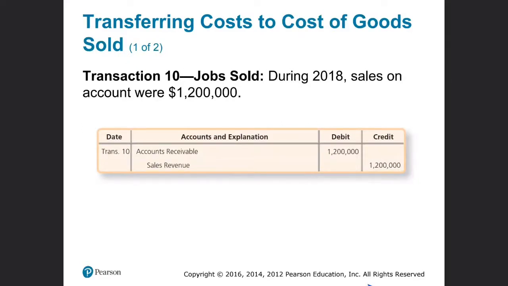And then now we have sold. So we have sales on account for $1,200,000. So we are going to record those sales by debiting our accounts receivable for $1,200,000, and we're going to credit our sales revenue for $1,200,000.